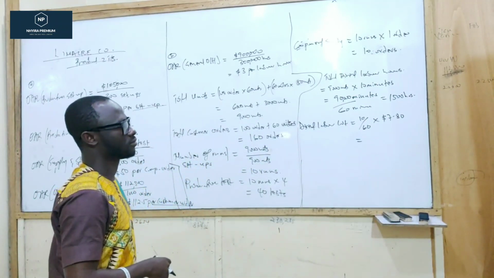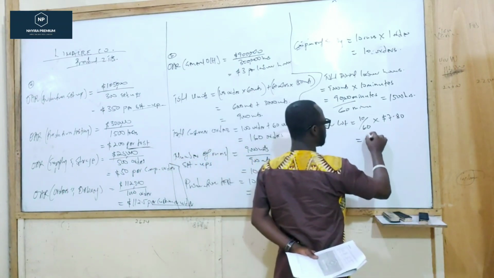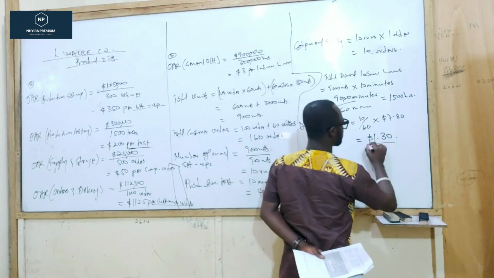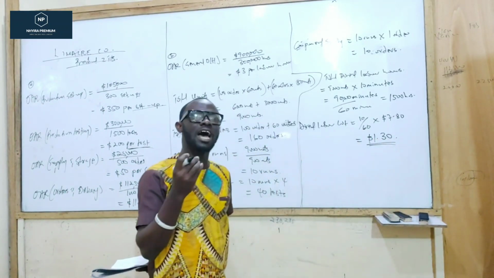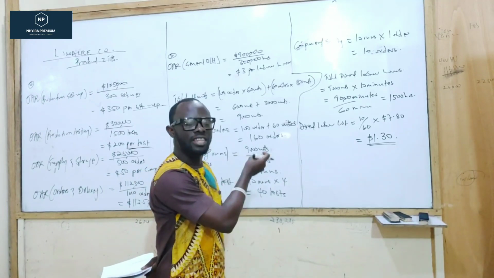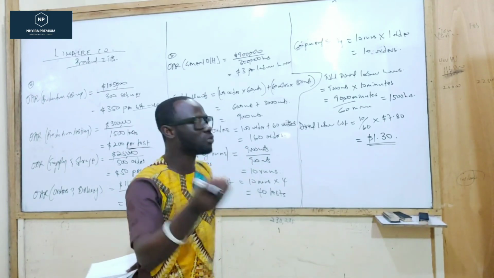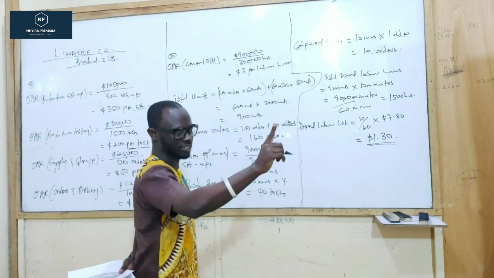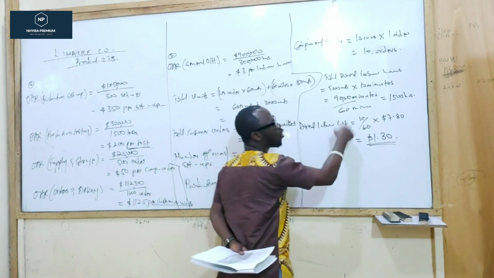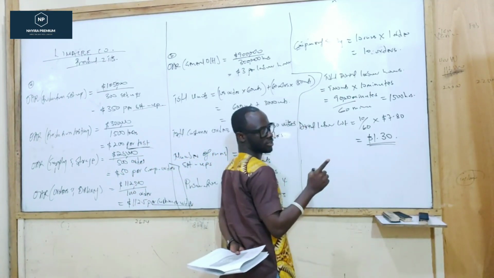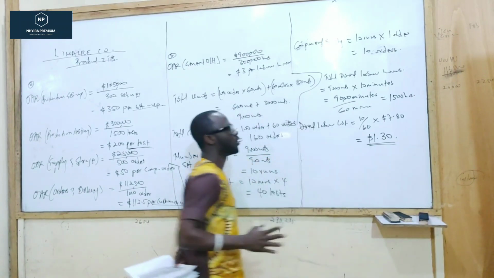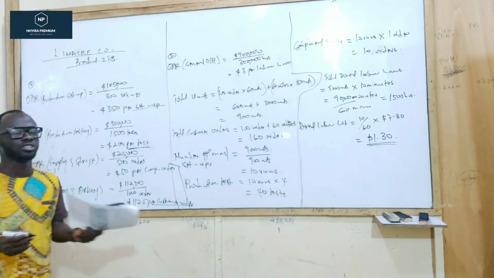1.30. Now you may be asking, Nhyira, why do we need that? We need that because we are calculating the cost per unit. So this is the direct labor cost per what? Unit. These are the workings you need to do for this question. Any question?